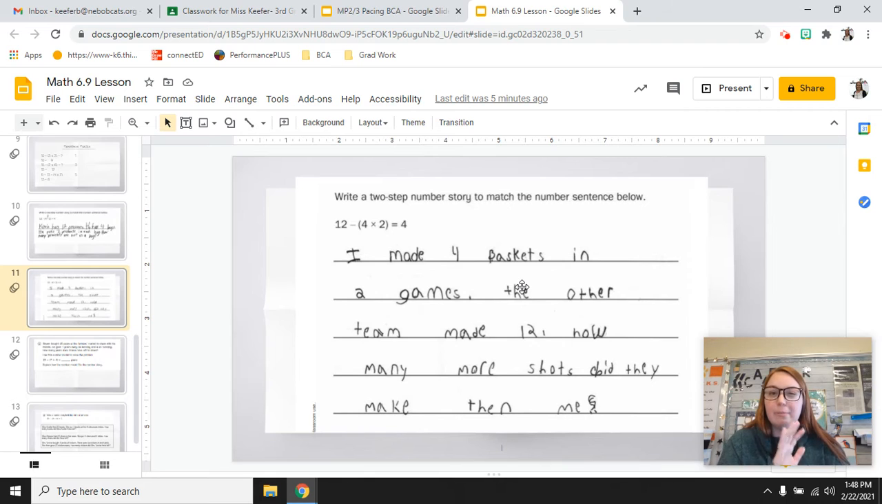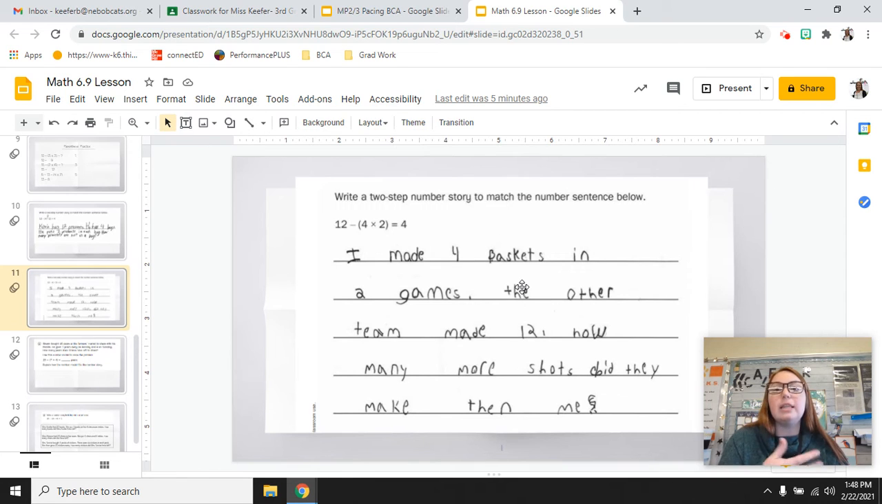So they need to make that a little bit more detailed. And then how could they change it to fit the number story? So this child could say, the number sentence. This child could say that 4 baskets were made in each of the 2 games. So then there would be a reason to multiply 4 times 2 to get those 8 baskets.